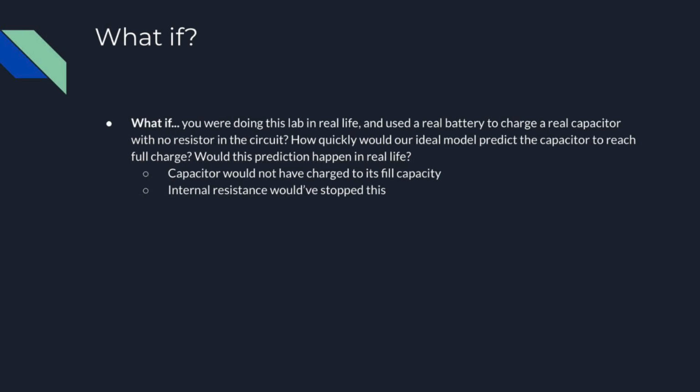If I was doing this lab in real life to use a real battery to charge a real capacitor with no resistor in the circuit, I would recognize that the capacitor would not have charged to its full capacity, and this is because the internal resistance inside of the capacitor would have stopped this. Our ideal model would be a lot quicker compared to the actual model. This prediction wouldn't really happen in real life.